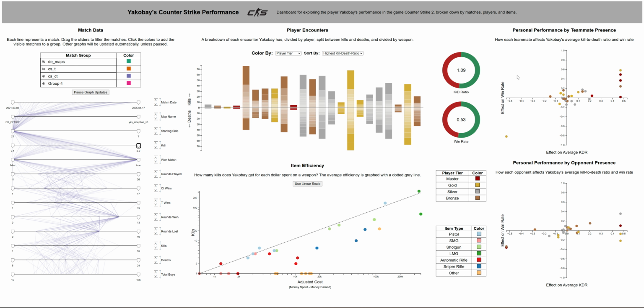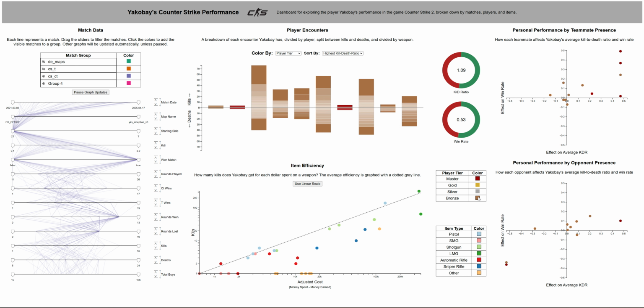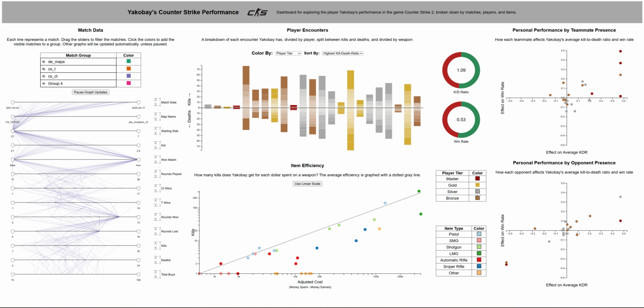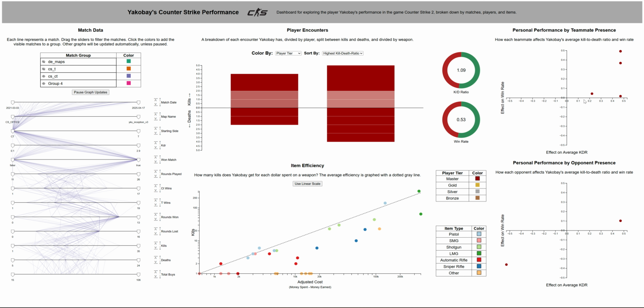So in this specific situation, I want to pick my team. So I want to find teammates that will increase my win rate and increase my KDR, and avoid teammates that will decrease both. So I can look at this graph here where each player is split up by their tier, which is filterable. And we can notice in this situation, the master players have a large effect on my win rate and KDR.